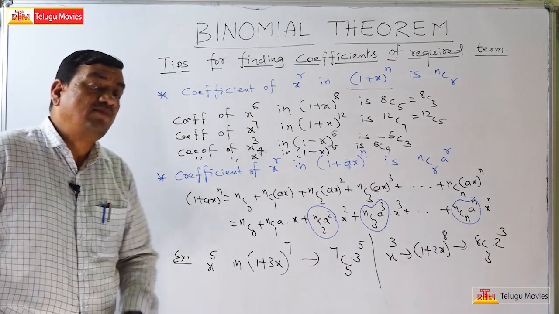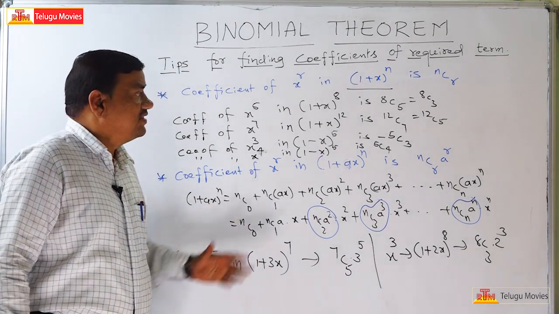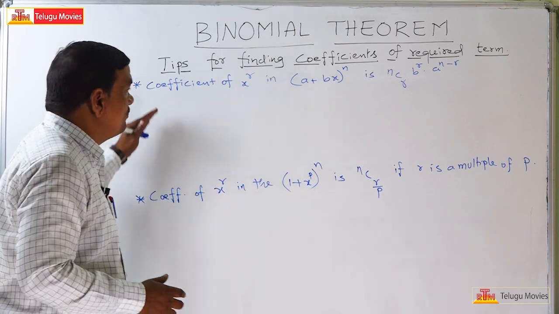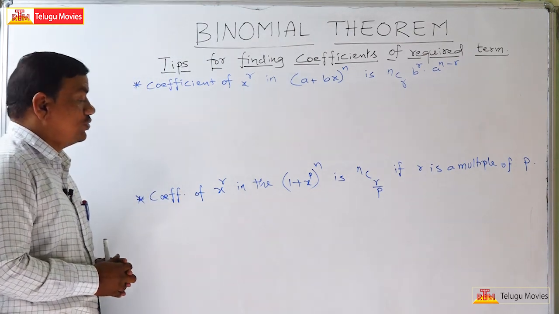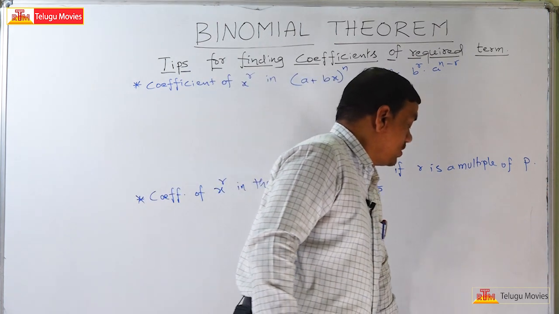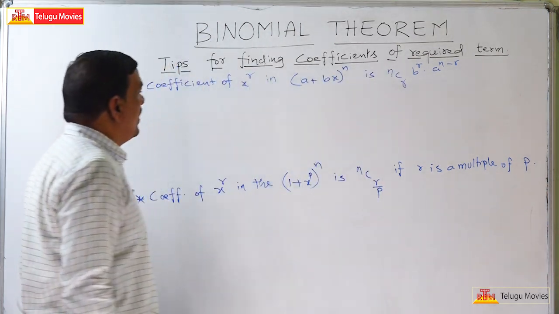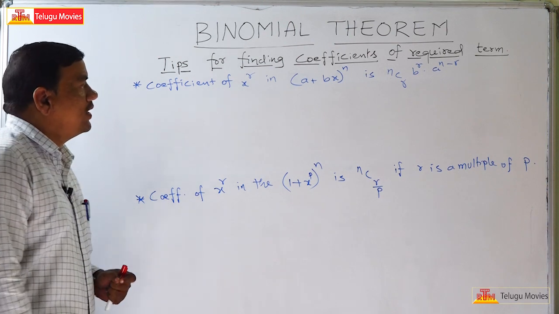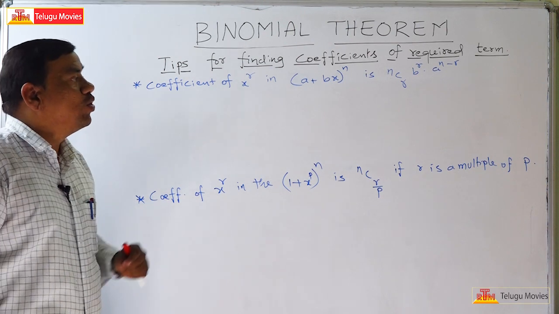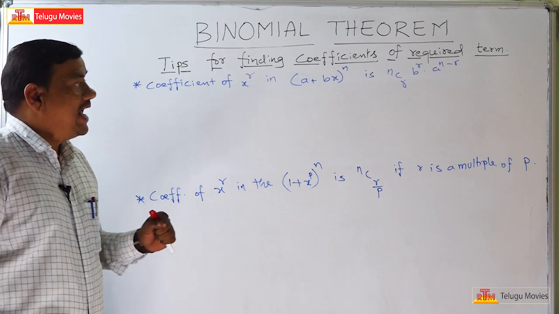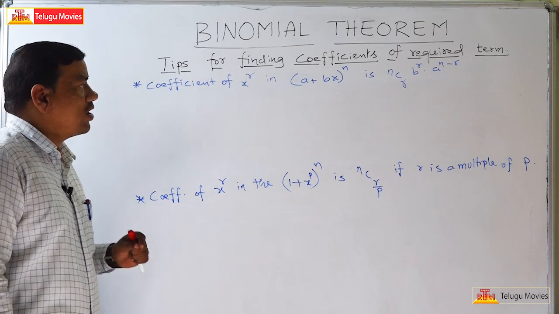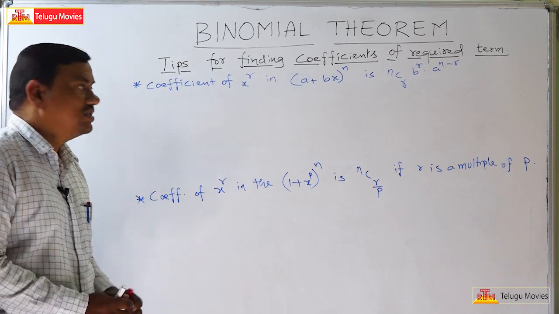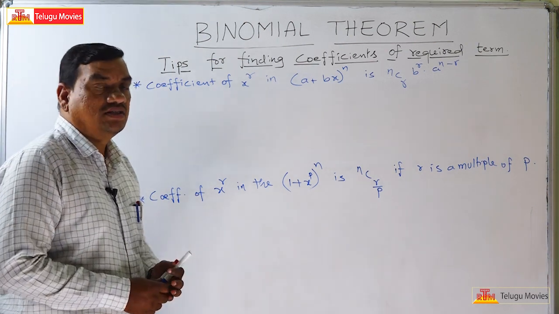So let us see some more short trick methods for finding the coefficients. Okay now, welcome back to these two types of short trick methods. See here, the coefficient of x power r in the expansion of (a plus bx) whole power n is nCr b to the power of r into a to the power of n minus r. There is nothing to memorize in this.